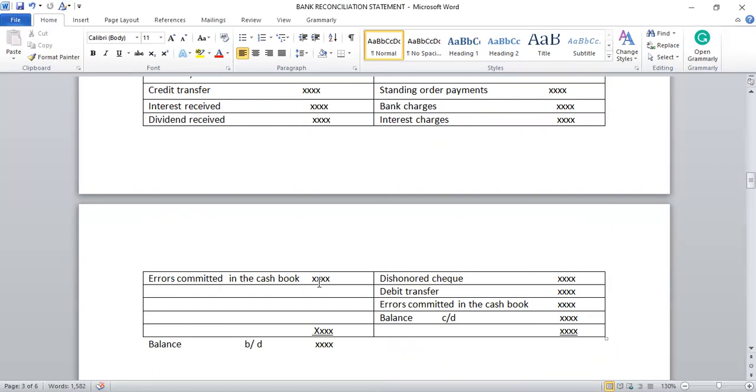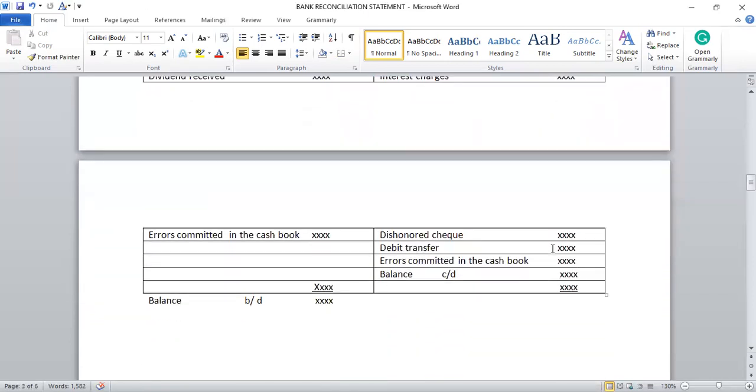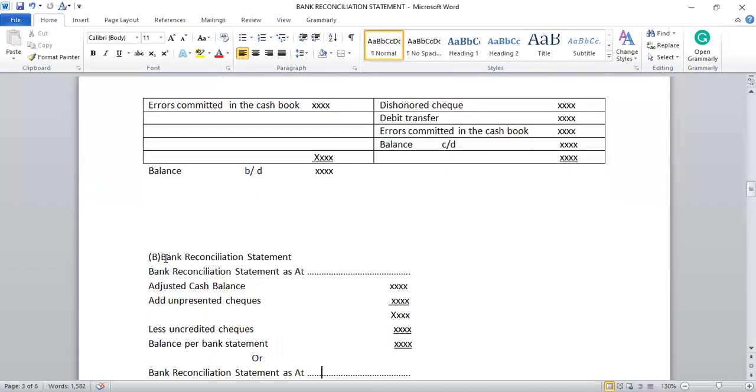Then when you come to the credit side of the adjusted cash book, these are the entries that will be made there. Standing order payment will be what? Credited. Bank charges credited. Interest charges credited. Then dishonored checks also credited. Debit transfer credited. Errors committed in the cash book also credited. Then the balance will be carried down, so this is the balance of the what? Adjusted cash book.